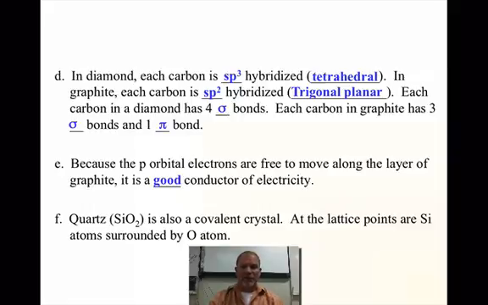Quartz, your SiO2, is also a covalent structure or crystal. The lattice points are silicon and oxygen atoms.